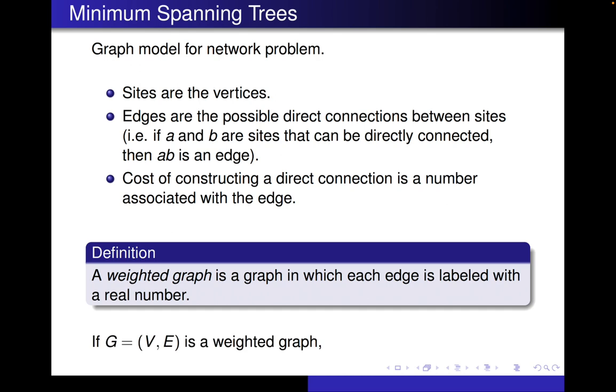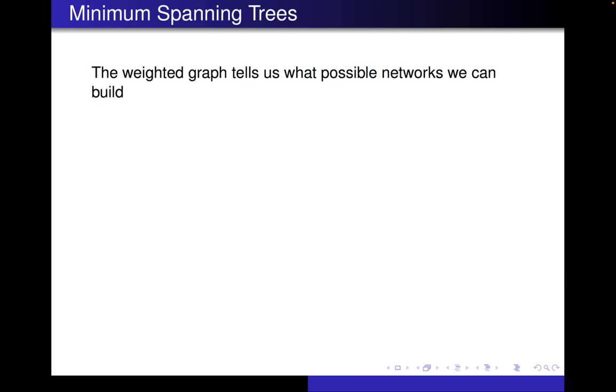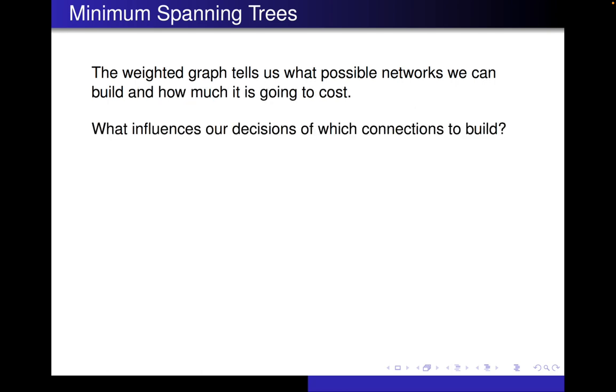So if G is a weighted graph, we can think of that labeling as a function: if you give me an edge, I can tell you what the weight is that goes along with it. So if w is the function, its inputs are the edges, its outputs are real numbers, and the output for each edge is the weight or cost associated with it. So in our model, the weighted graph tells us what possible networks we can build and how much each of those connections is going to cost.